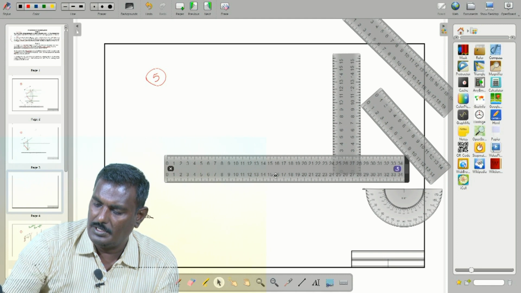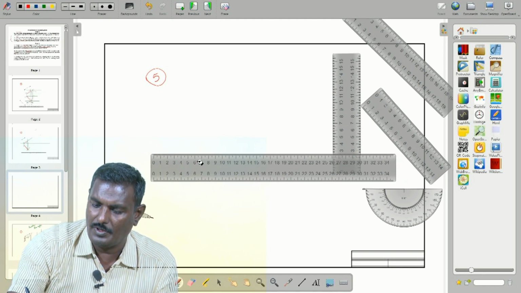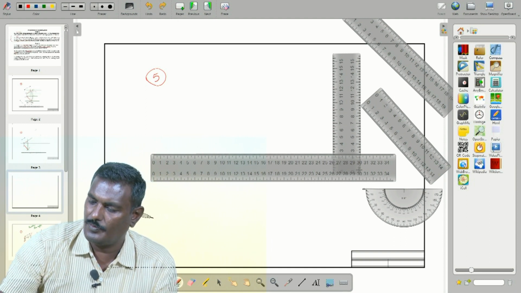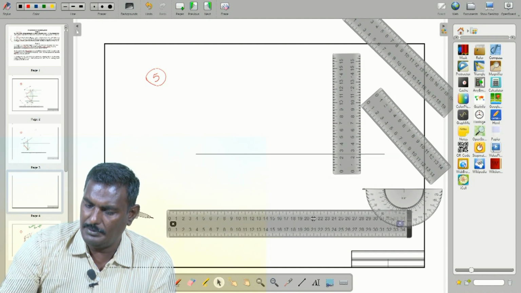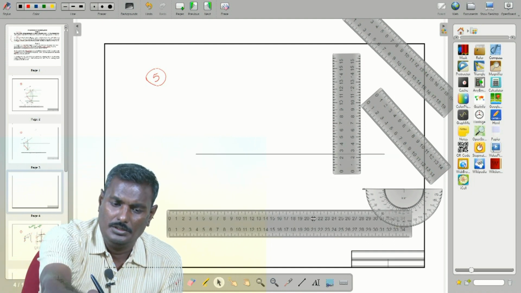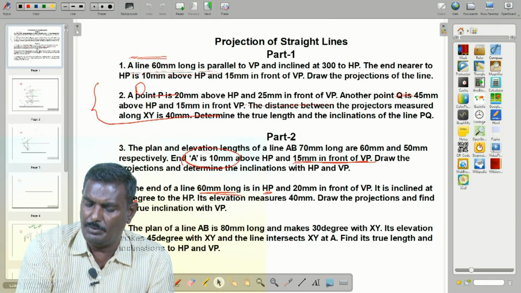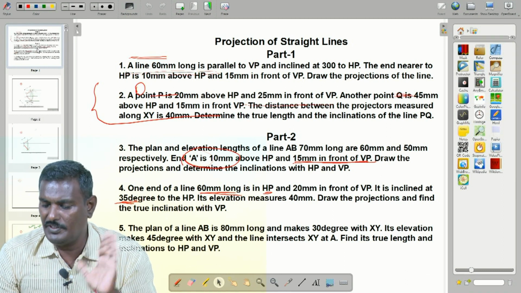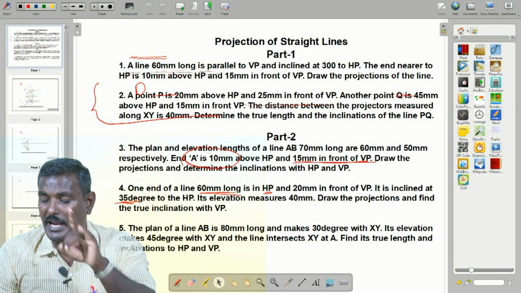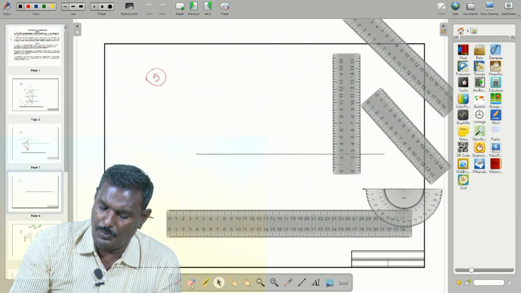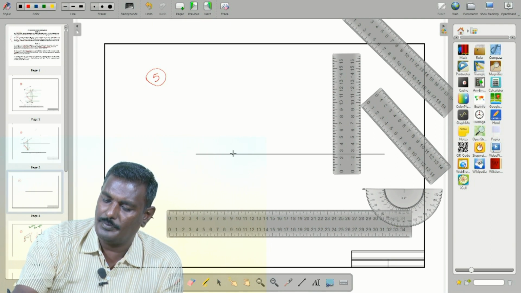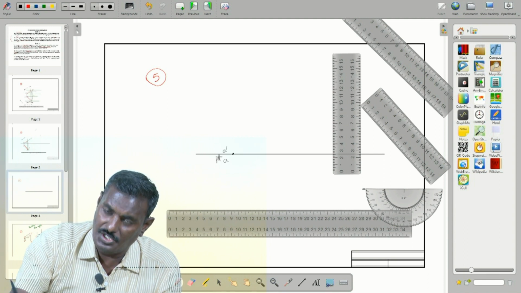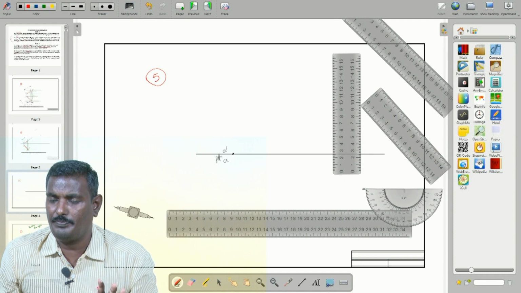Then change the colors and line, take scale and draw an XY line. So, what they are asking here: the plan of AB is 80 mm long, makes 30 degree with XY, its elevation makes 45 degree with XY. The line intersects XY at A. So, we have to keep it at one point here, that is A dash is here, capital A is here. Everything is on HP.